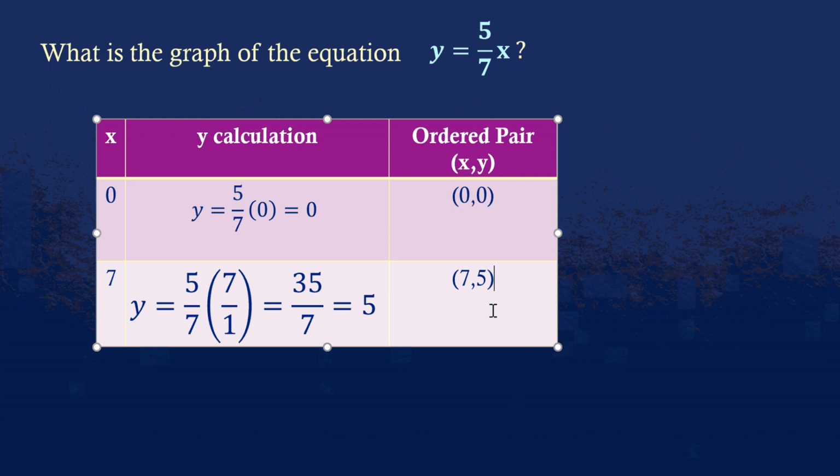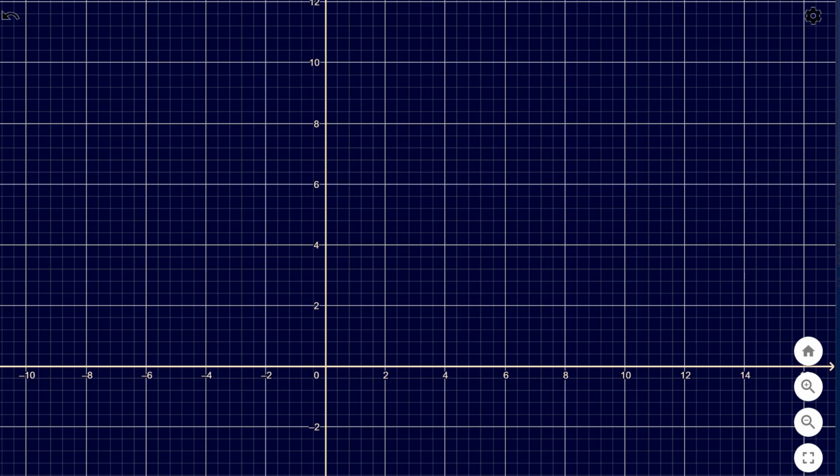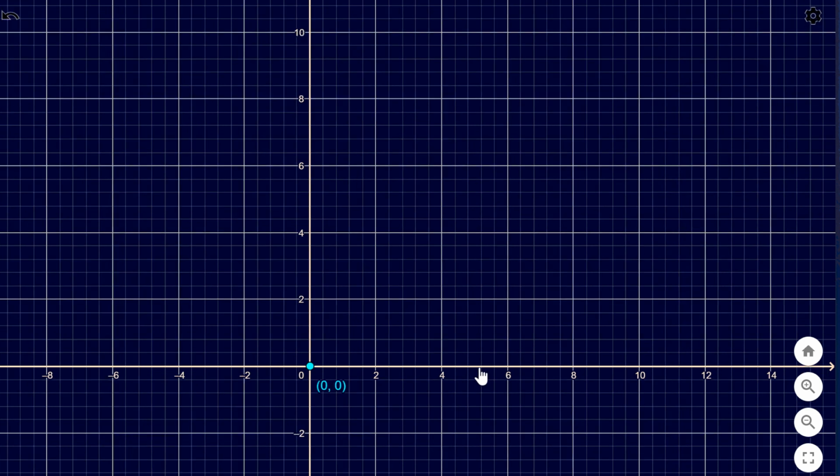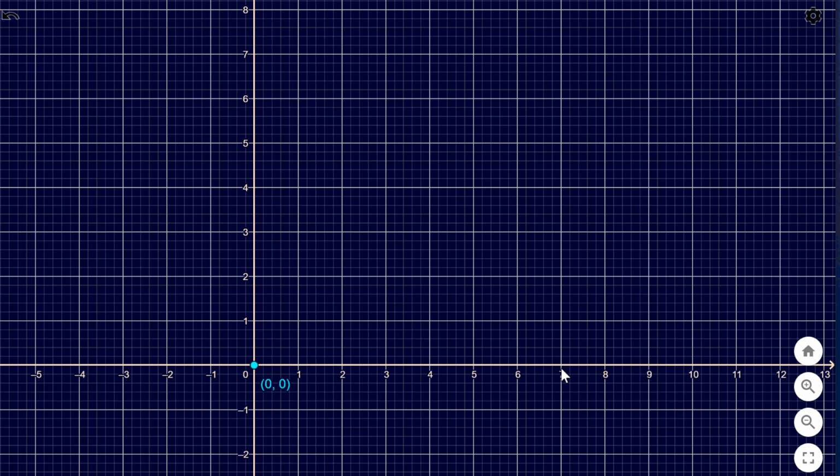So now I have my two ordered pairs, and that's all I need. I just need to plot these 2 points and connect them with a line. Origin here. Okay, there's our first point. Our second point was 7 for x. Let's zoom in a little bit. 7 for x and 5 for y. So let's go up to 5 for y. So I'm going to have my second point right there. And if I just draw a straight line, you can see that it does go through my 2 points.